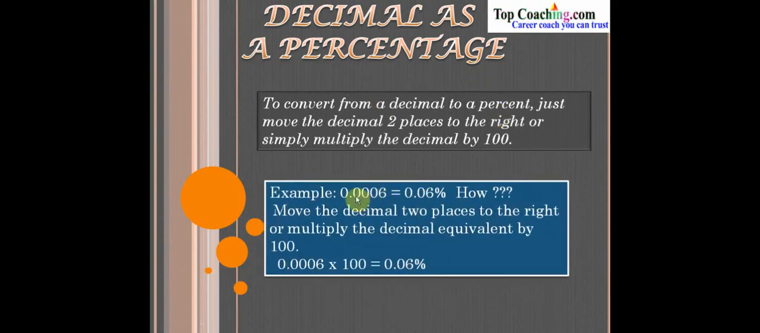For example, 0.006 is equal to 0.6%. How? We simply move the decimal 2 places to the right. So 1, 2. So 2 places would be at this point, and so it becomes 0.6%. Or if we multiply it by 100, 0.006 into 100, then that is also equivalent to 0.6%. So to convert a decimal into a percent, multiply it by 100.